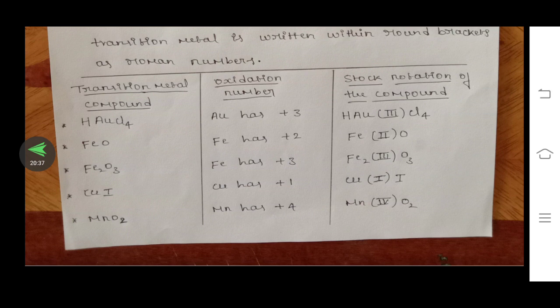Now see one more example compound, CuI. Cu has plus 1 oxidation state in CuI. Now how to write Stock notation? Cu in brackets 1, close the bracket, and iodine. Next, the last one, MnO2. The oxidation state for Mn is plus 4. So Mn in brackets 4 as a Roman numeral, close the bracket, and O2. So this is Stock notation. Now we'll go to the next one.